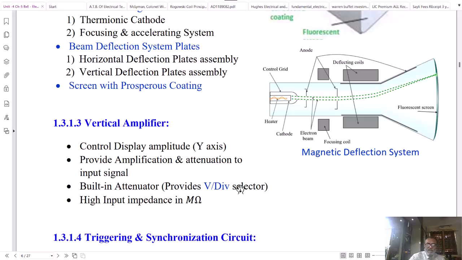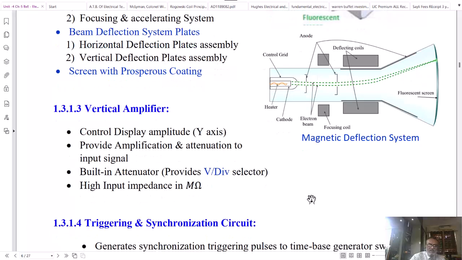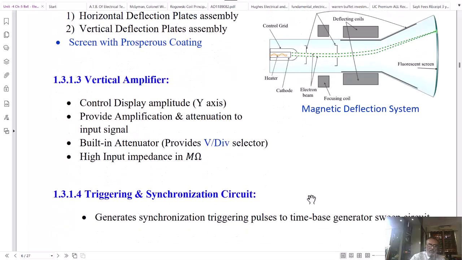The vertical amplifier feeds the vertical deflection plates. The vertical amplifier controls the display amplitude, that is the deflection on the y-axis. It provides the amplification and attenuation to the input signal. It provides us the facility of volts per division on the screen. The built-in attenuator provides us the volts per division selector, and it also provides the basic high input impedance to the channel.